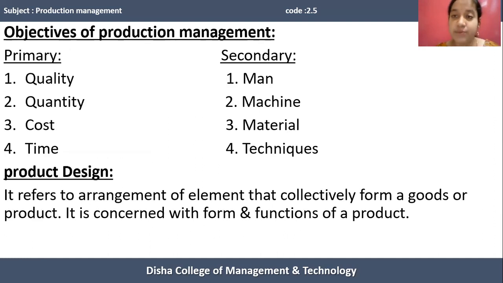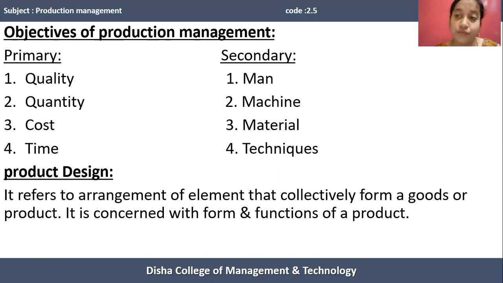Next one is the objective of production management. Broadly, there are two objectives of production management, that is primary objective and secondary objective. Primary are the important or basic objectives of production management, and the secondary objective doesn't directly contribute to the success of managing the production aspect, but they help the primary objectives to be achieved. The secondary objective helps the production manager to achieve the primary objective in a smooth manner.